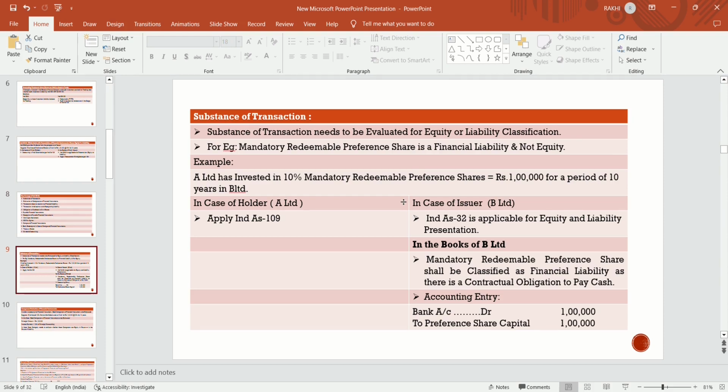Equity is that component where there should be no obligation in the hand of the issuer to pay cash. But in this case, there is an obligation. A mandatory redeemable preference share is an obligation in the hand of the issuer to pay cash after the end of the period. So it should be recognized at amortized cost. Bank account debit 1 lakh to preference share capital 1 lakh, because it should be redeemed at the end. The substance of the transaction is important in order to recognize whether it is a financial liability or equity.